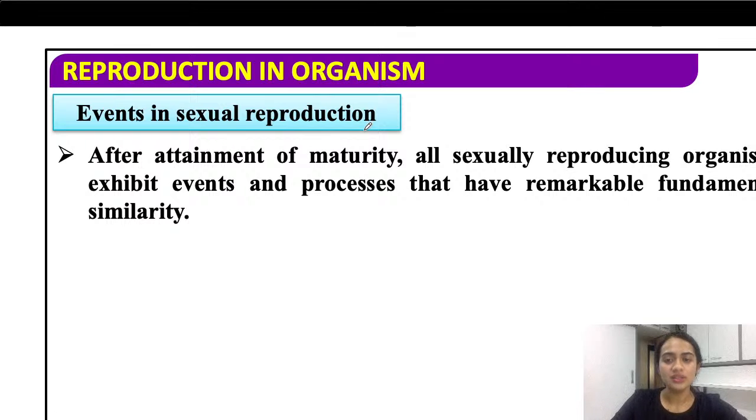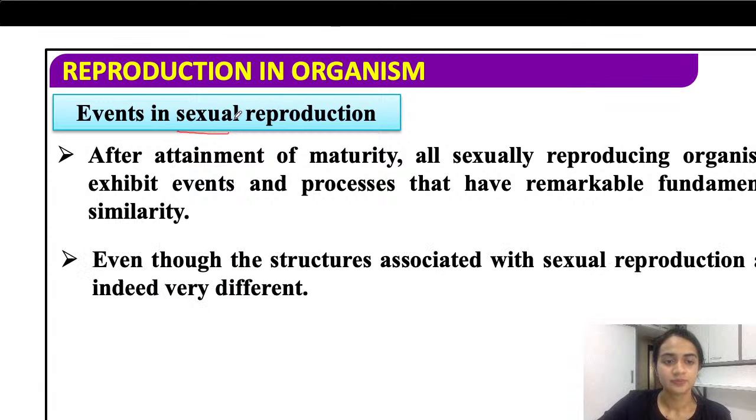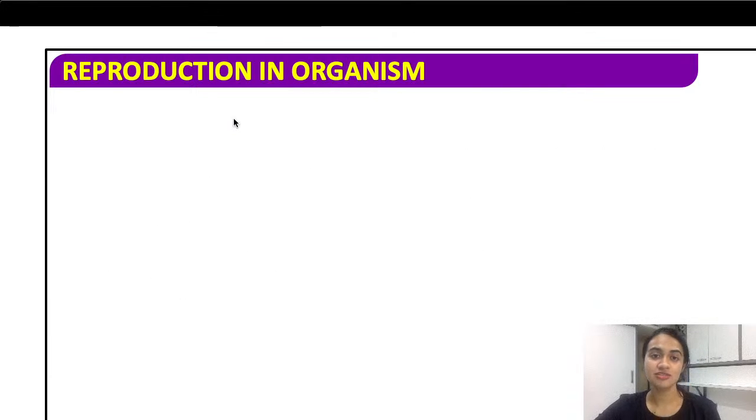Once they attain maturity, all the sexually reproducing organisms exhibit events that have a remarkable fundamental similarity. Each organism will have a different period for reproduction, or for all the phases like juvenile and reproductive, which we have discussed. Some organisms undergo asexual reproduction, some undergo sexual. But all the steps under sexual reproduction are fundamentally similar to one another, because basically we are dependent on the male and the female gamete, and all mostly show similar characteristics. Even though the structures associated with sexual reproduction are very different, we'll look into that point in detail.